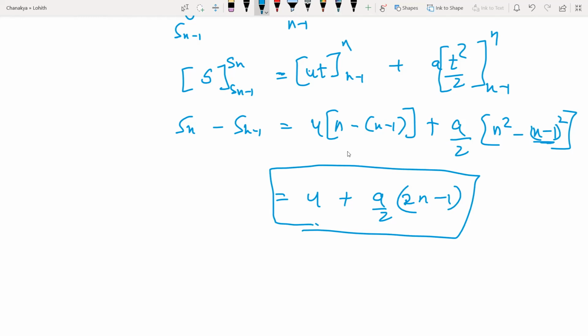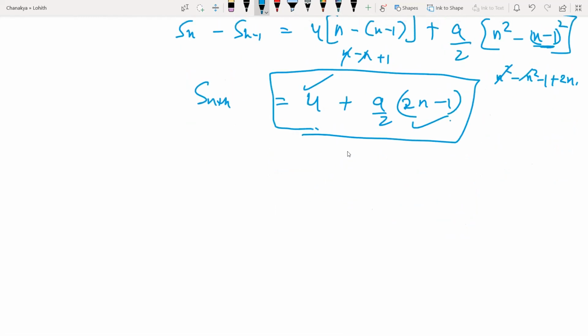Have we made a mistake here? n square minus n square, minus 1 plus 2n. Can cancel here. So is this correct? 2n minus 1. Yes, correct. So the nth term is u plus a by 2 into (2n minus 1).